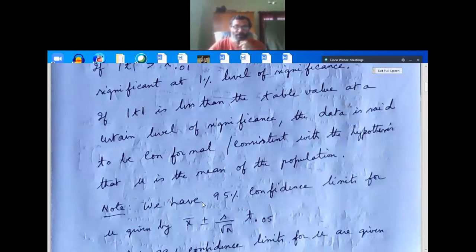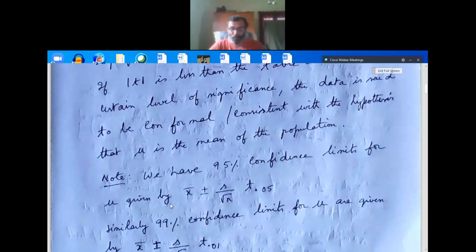Note that we have 95% confidence limits for mu, given by the formula x bar plus or minus s by root n into t of 0.05. Later on you will see how to use this in problems. You might get confused now, so just read it and understand it; I will use it when I solve the problems.